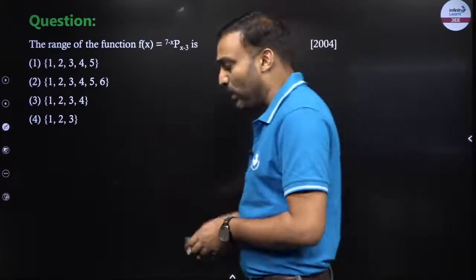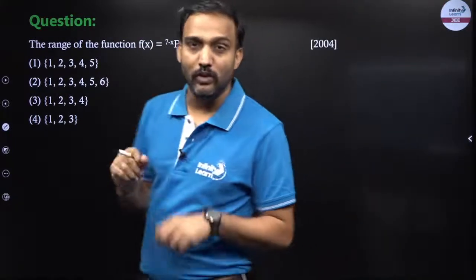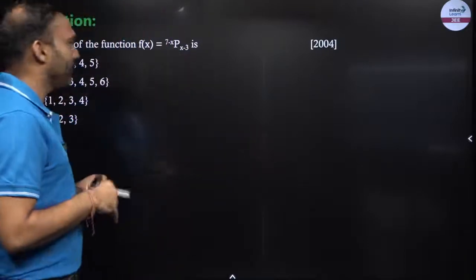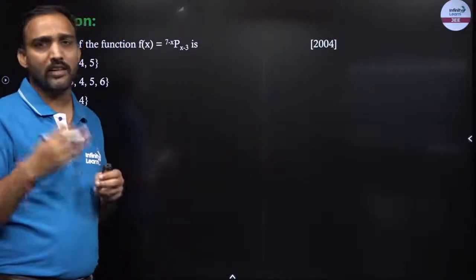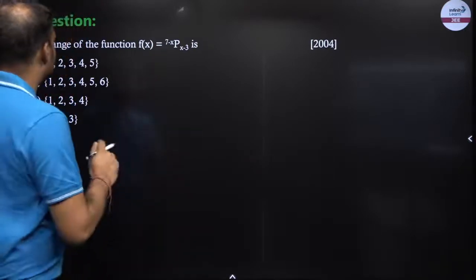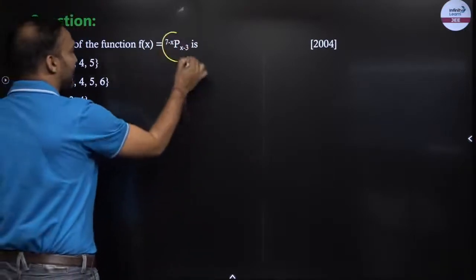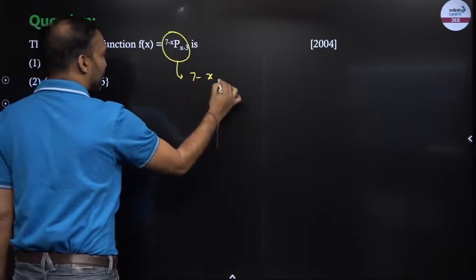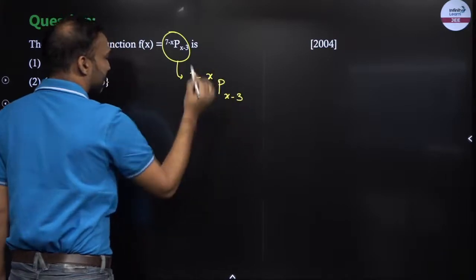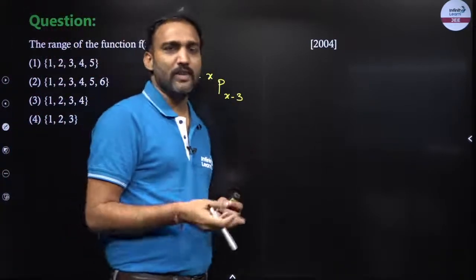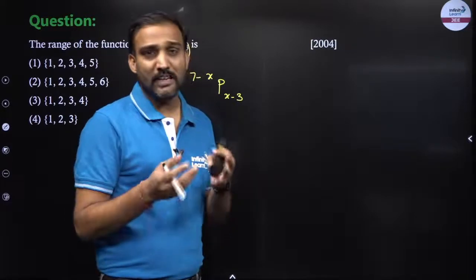Wonderful. It's a pretty old example, it came in 2004, but it's an interesting example, that's why I have picked it. And many of the questions you have also seen in the JEE papers of the last 2-3 years are being repeated. So it's an interesting problem. It says (7 minus x)P(x minus 3), this is nPr. Now, when we talk about nPr or the number of arrangements, the things will always be natural numbers.